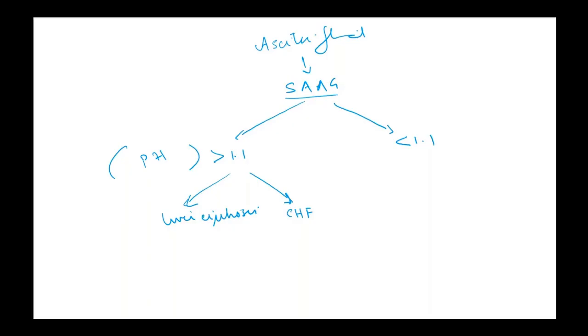But how will you differentiate between these two conditions when you already calculated that SAG is greater than 1.1 and you have to assess what is the cause? So in case of liver cirrhosis, albumin will be less than 2.5. In case of CHF, albumin will be normal because liver is actually functioning in CHF. So that's the main thing by which you can differentiate, by looking at the albumin level.